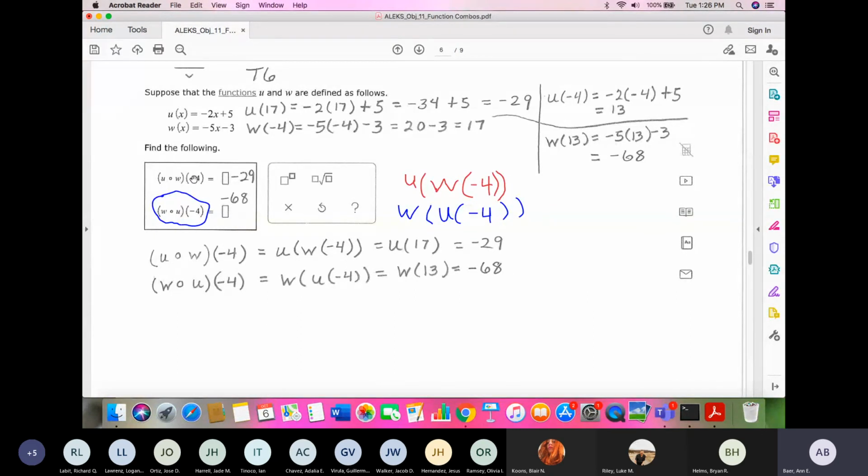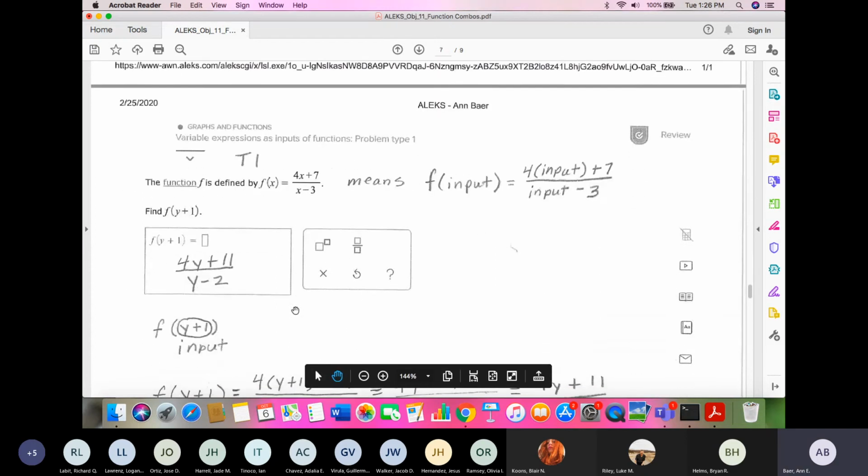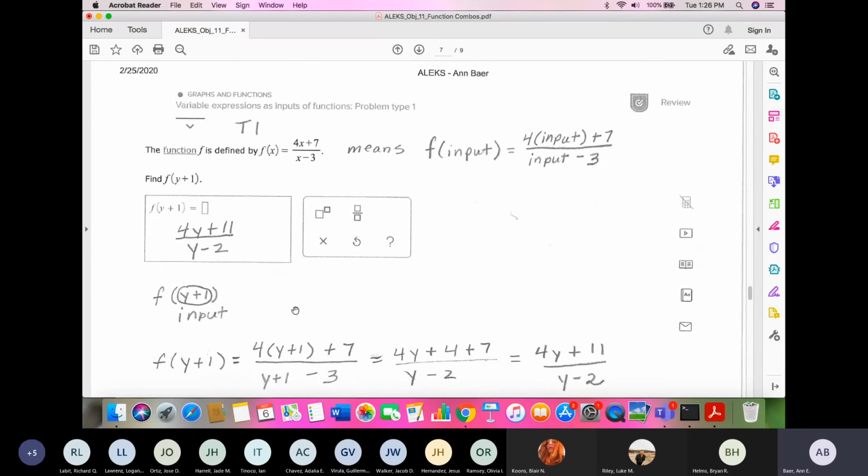And again, if you notice, we've got U composed with W here, W composed with U here, and we're evaluating both of them at -4. You notice these numbers are not the same. Again, showing that function composition is not commutative and order really does matter. Any questions on this topic? So let's go on. I didn't mean to do that one all the way, but there's really no harm in that, so that's fine.